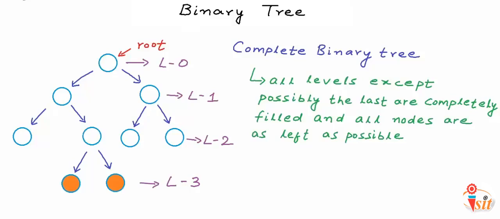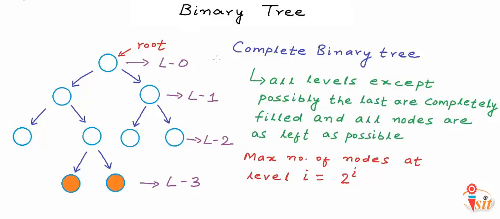If we will go numbering all the levels in the tree like L0, L1, L2 and so on, then the maximum number of nodes that we can have at some level i will be equal to 2 to the power i. At level 0 we can have 1 node. 2 to the power 0 is 1. Then at level 1 we can have at max 2 nodes.